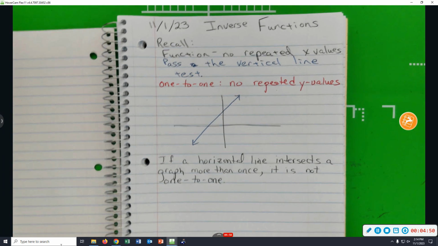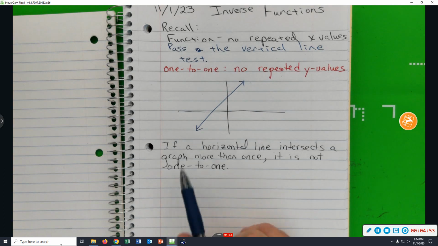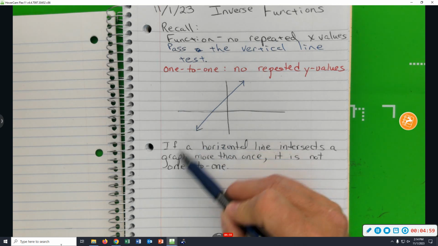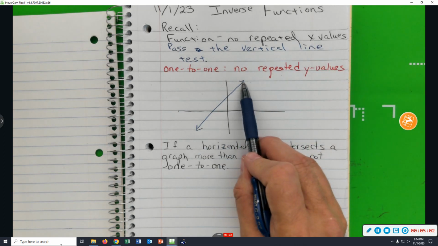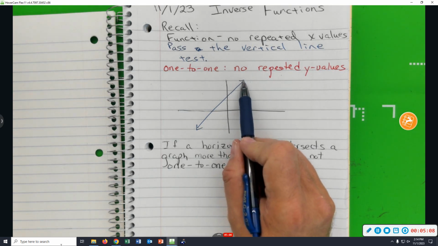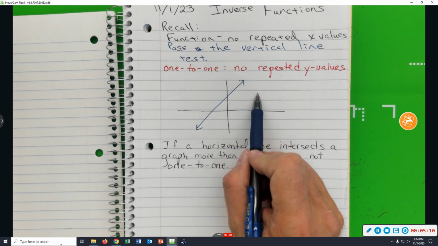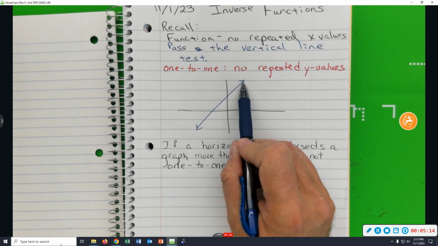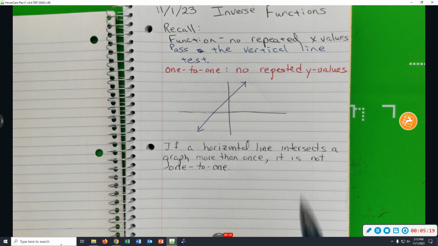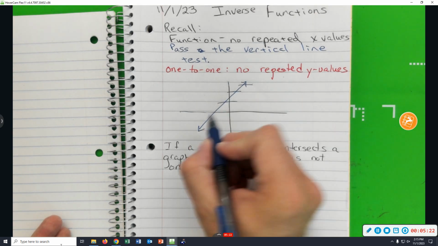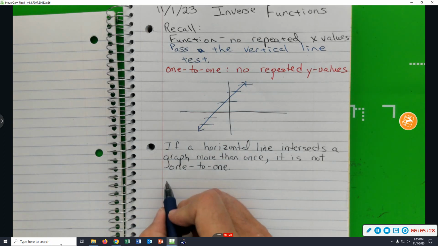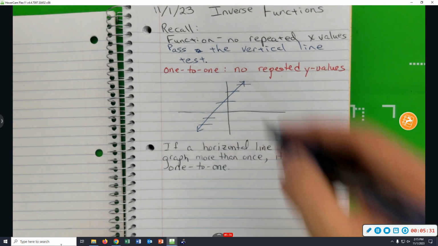Why would that be? Well, if you think about repeated y values, see this slanted line, it's just going to keep going down and up. It never turns around. The only way you could have repeated y values is if it turned around. If it turned around like this, then it has repeated y's. But for just a slanted line, it never turns around. So a slanted line is one-to-one.